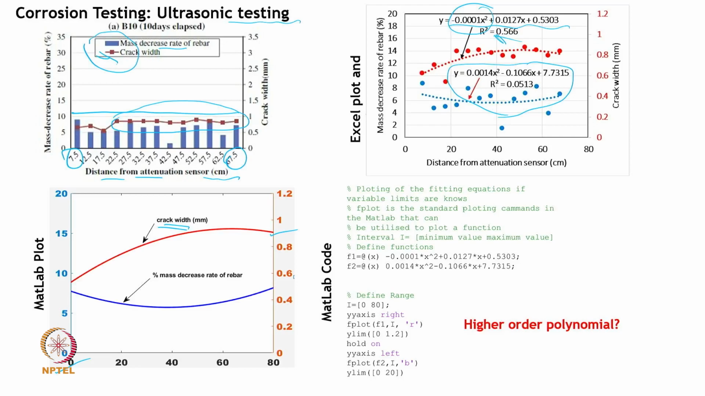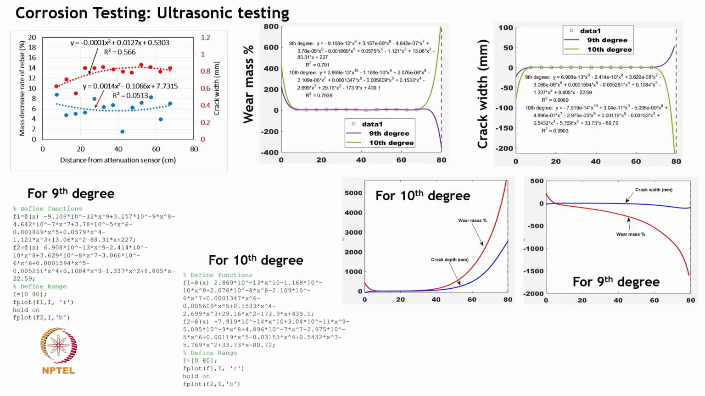Another thing is the mass loss, mass decrease, which also has very random results. So, instead, we could go with a higher polynomial curve: instead of x square, the x cube or x4 or more power series. Will that give better results? There is a possibility, and we need to explore that, and that is what we have done. You can see here even the 9th degree and 10th degree polynomials have been fitted, for wear mass and crack width dimensions, and there is a good correlation, 0.90, 0.991.